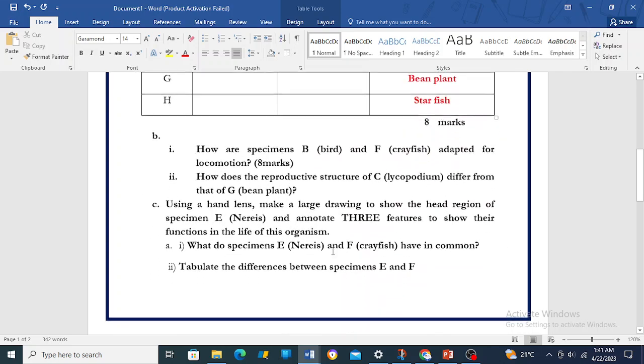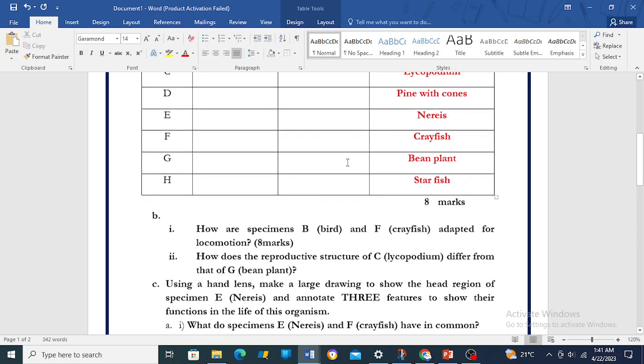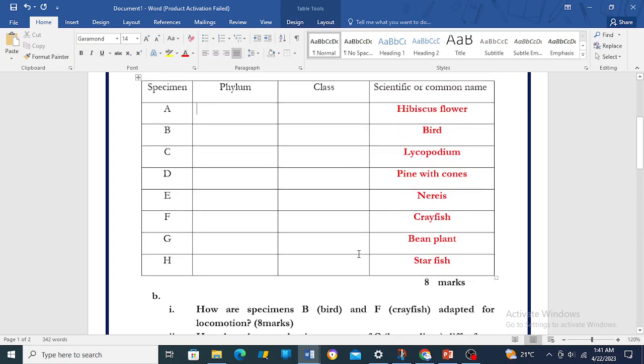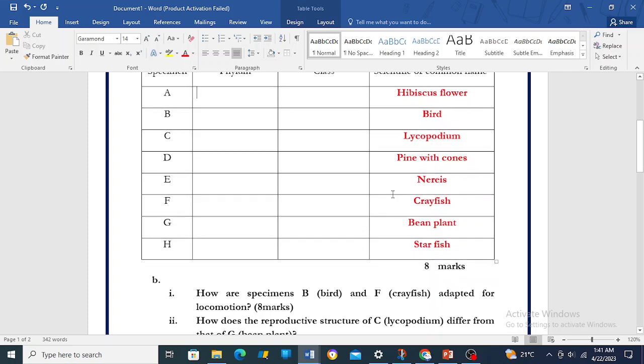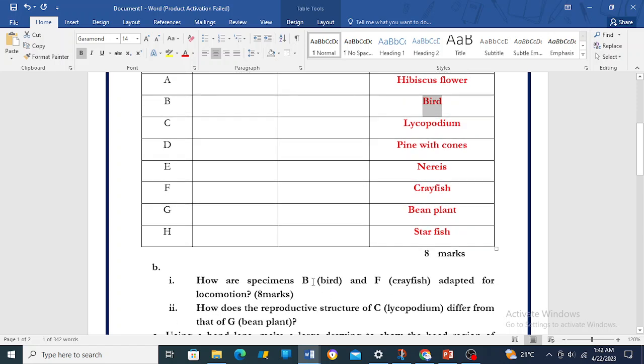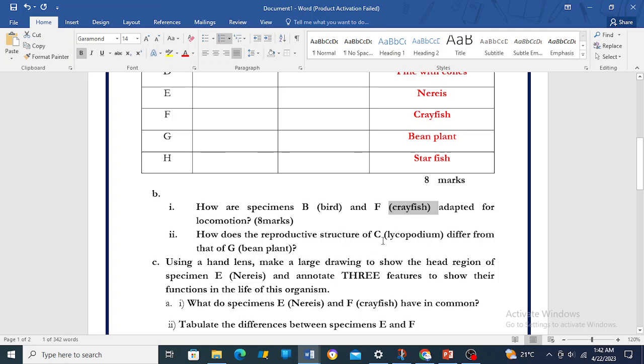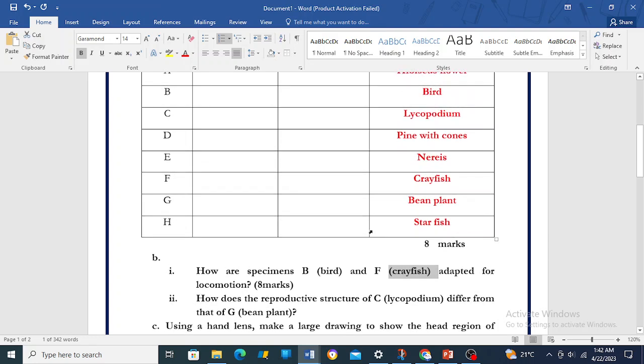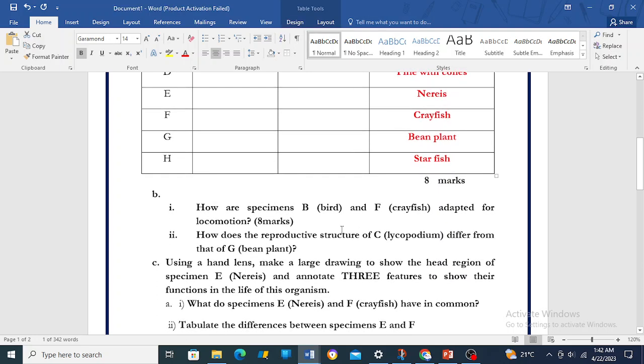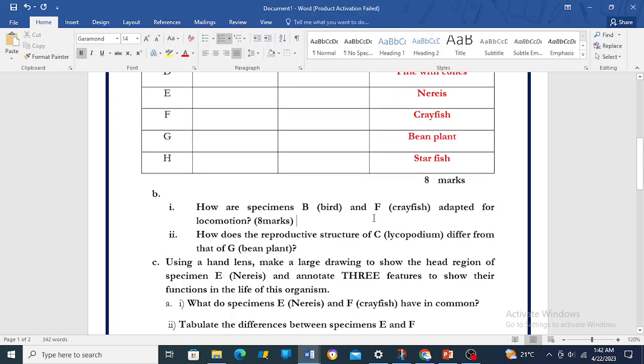Now the next question says, how are the specimens B and F adapted for their locomotion? The specimen B is a bird. This is actually part of the marking guide; I'm already guiding you. So we need to give the adaptations of the bird for its locomotion, as well as for F, which is crayfish. Now, how does the reproductive structure of C differ from that of G? C was lycopodium, and G is a bean plant, so you need to give those responses.